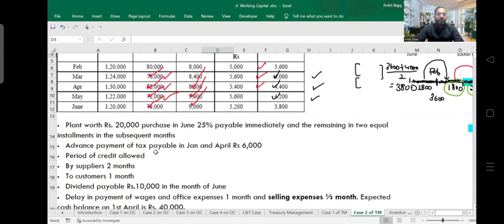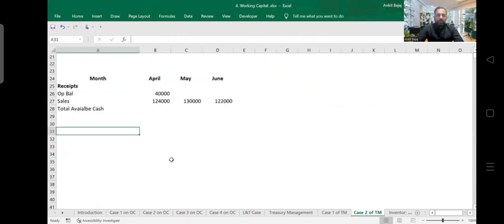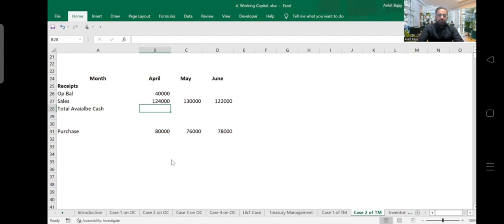Now, if I talk about payments, how much will you be paying? 80, 76 and 78. You are getting 2 months credit from creditors. So if I talk about purchases, it is going to be 80,000, 76,000 and 78,000. Here I should do the total. So if I total these here, you will automatically get the answer.